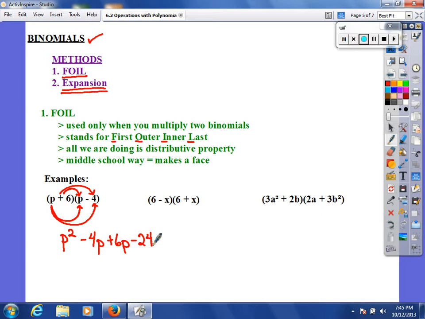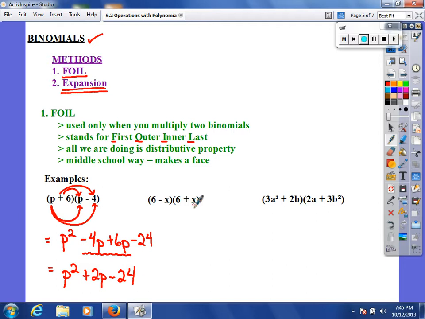Now once you get here, make sure to simplify. A lot of times it's going to be the two middle ones that we're going to have to simplify. In this case, that shows. Negative 4 plus 6 is a positive 2p. They have the same last name. I can combine them. Nothing else does. And there we go. We multiply those and we expand that out using this idea of FOIL. First, outer, inner, last. And again, it comes from distributive property.